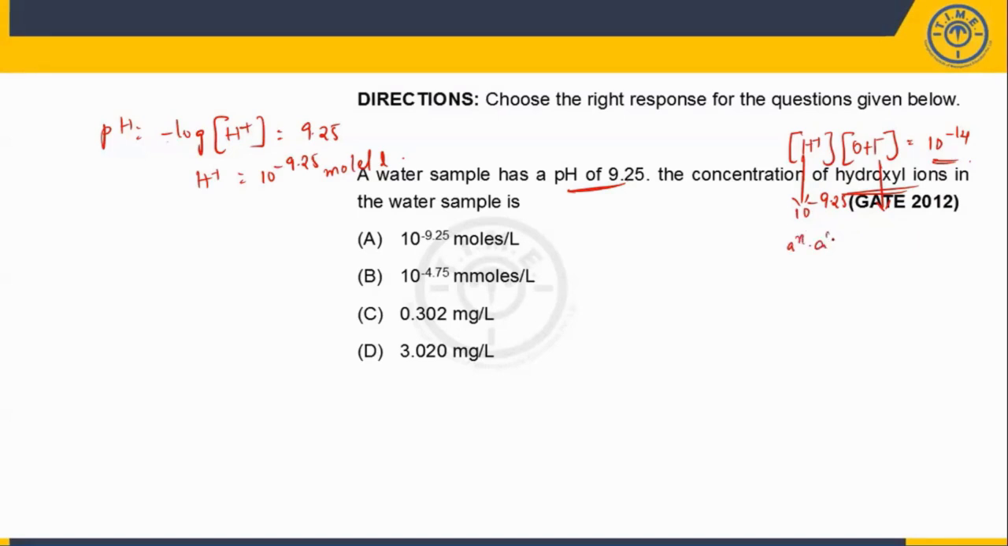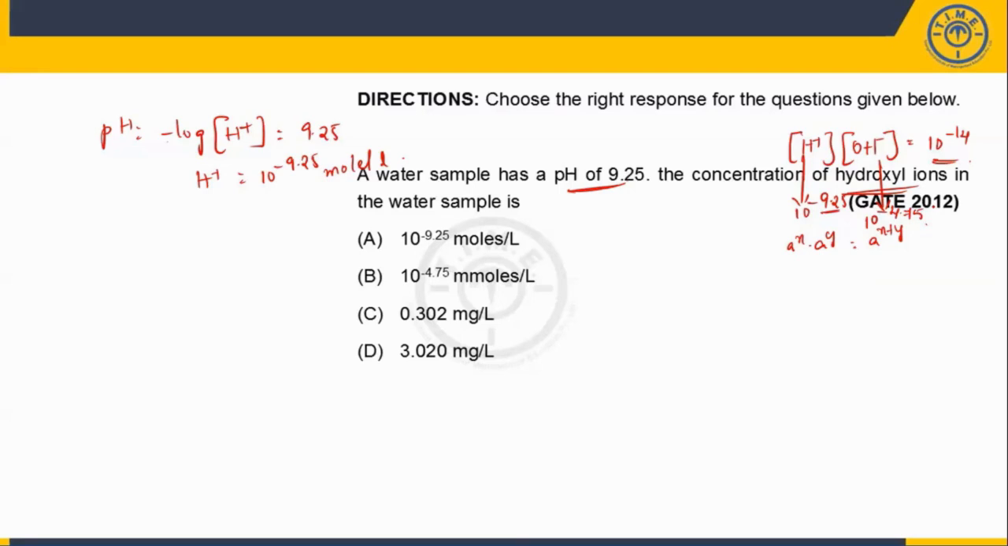A power x into A power y equals A power x plus y. Yes or no? Yes, sir. Similarly, here you have 10 power minus 9.25. What is OH minus? 10 power minus 10 into 10 power minus 4.75 moles per liter. Am I right? Yes, sir.